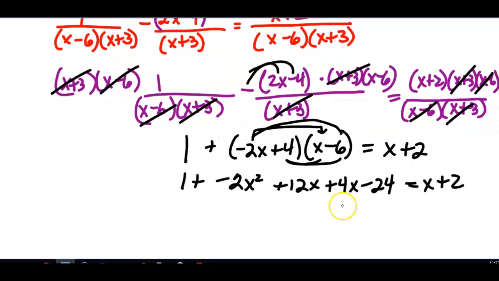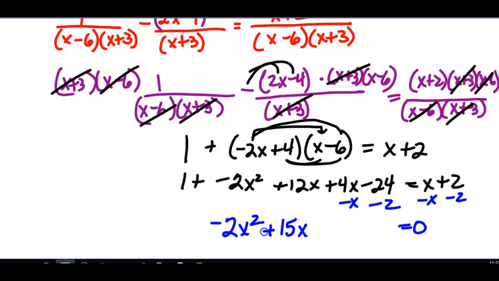Because it has a squared, I want it to equal 0 at some point. I guess I won't confuse you by moving everything to the right. I'll just subtract this x over here and this 2 somewhere so that it comes out 0, and then we'll talk about that negative. So it has a negative 2x squared. 12x plus 4x would be 16, minus 1 would be 15x, and 1 minus 24 would be negative 23, minus 2 more would be negative 25. Did I do that right?